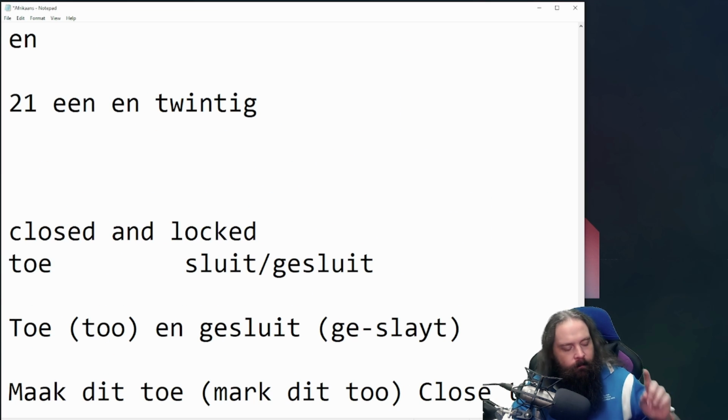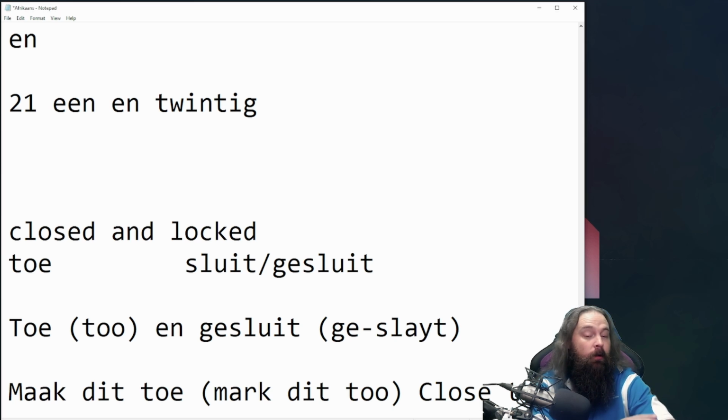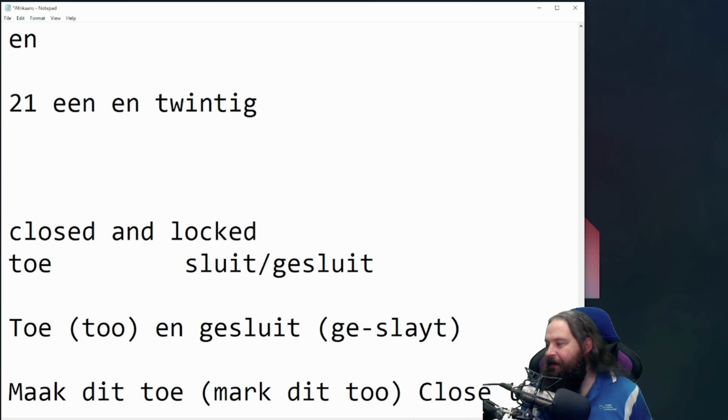Now I believe one of the SA geeks believed for the longest time that it's the same word being used in both instances. But I don't think it is. I think that's what he believed, like it's the same word used in Afrikaans for both things. It isn't. We are not going that crazy just yet. But yeah, that's about it for locked and closed, toe en gesluit.